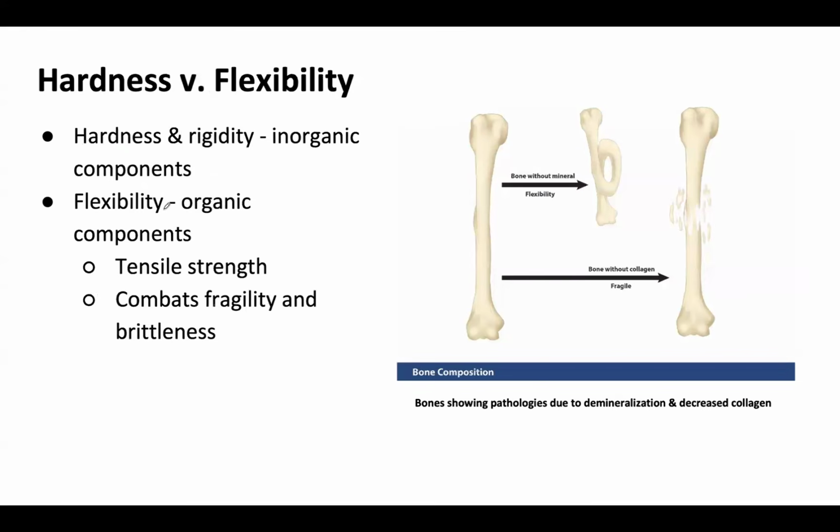Now, the inorganic components, that's what's conferring this hardness and rigidity. Whereas the collagen and the organic components, that's going to allow for the all-important flexibility. And it may sound bad when you think about a bone being flexible, and if it is too flexible, that certainly is, such as what can occur in rickets and osteomalacia. But some flexibility is very necessary to confer that tensile strength and combat bone fragility and brittleness.